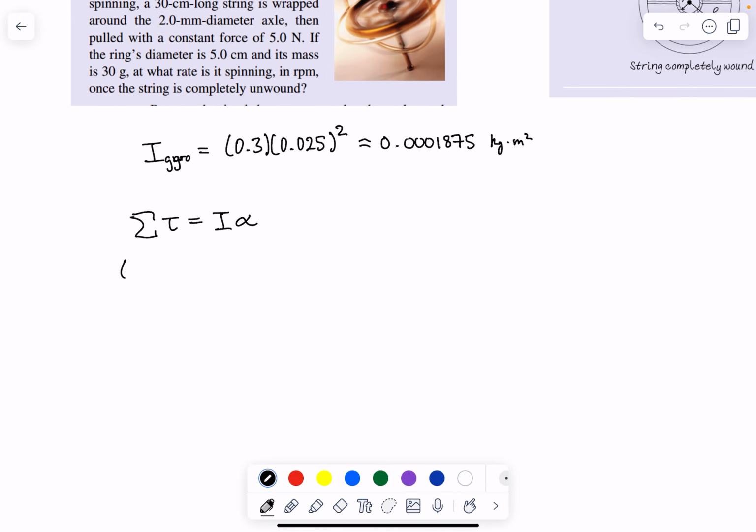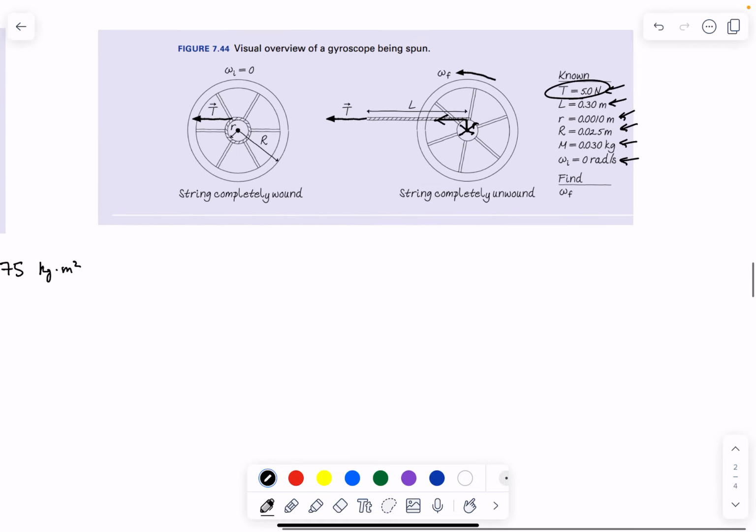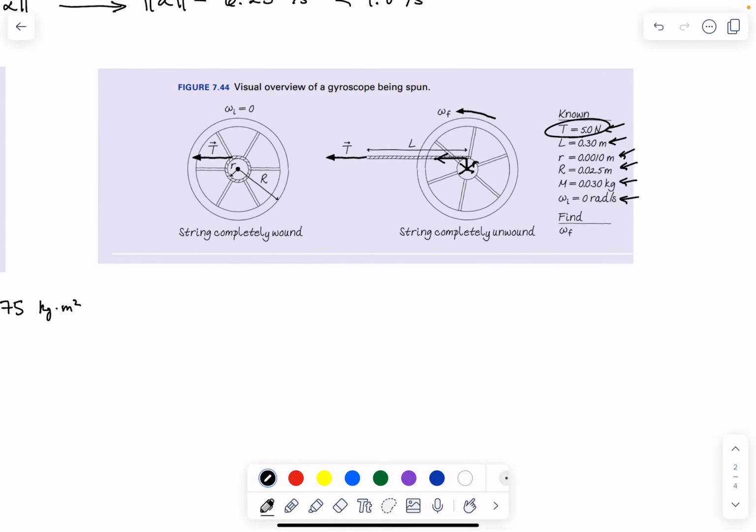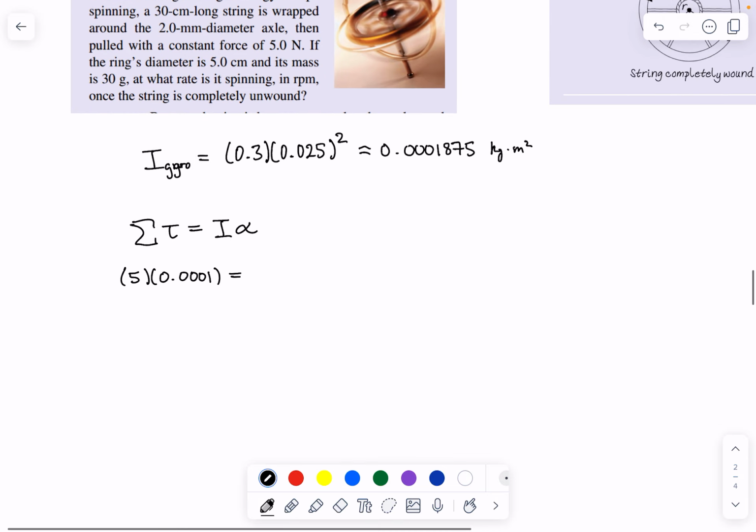So it's going to be the 5 newtons times the 0.0001 meters, right? The angle between those is 90. Oh, okay, it's 0.001. My bad. 0.001.